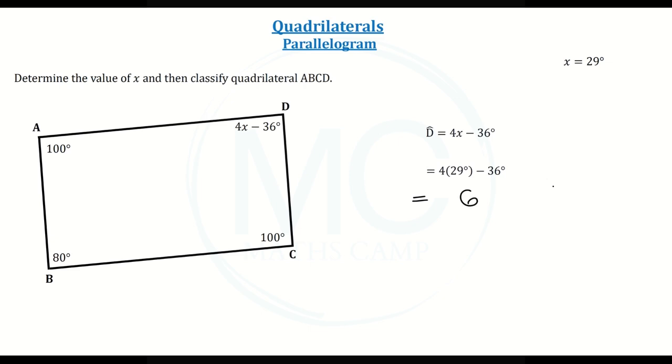4 multiplied by 2 is 8, plus 3 gives us 11. That's 116 degrees minus 36 degrees. And we get a total of 80 degrees. This is the size of angle D. So finally, let's make some space. Let's take out 4x minus 36 and fill 80 degrees into our diagram. Now we have the values of all of the interior angles.